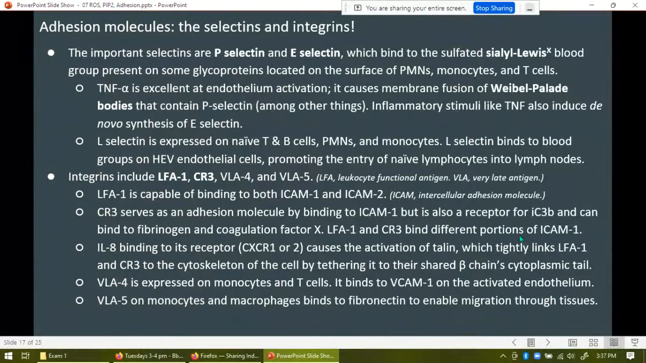LFA1 and CR3 both bind to ICAM1, but LFA1 also binds ICAM2, and these two molecules bind to different portions on ICAM1, okay, different areas.